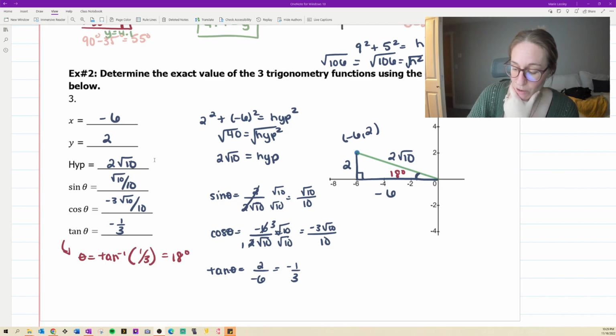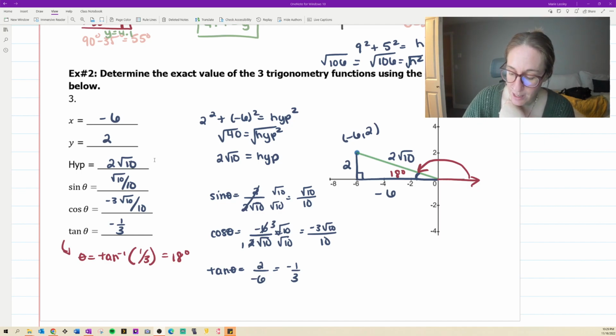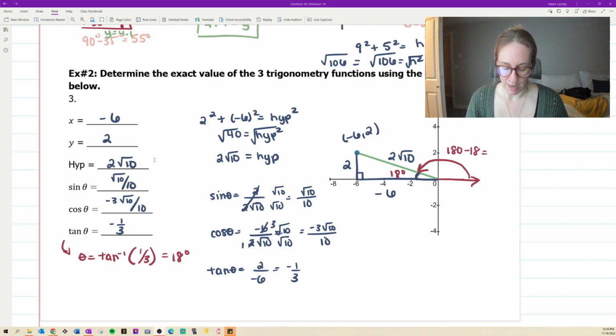Now, our actual angle, right, remember we're rotating from the positive x-axis to that terminal side. So remember that green line that you're seeing in the picture is the terminal side of our angle. All right, so our actual rotation is going to be, for this one, 180 subtract 18 to give us our actual rotation angle. So minus 18, so 162.